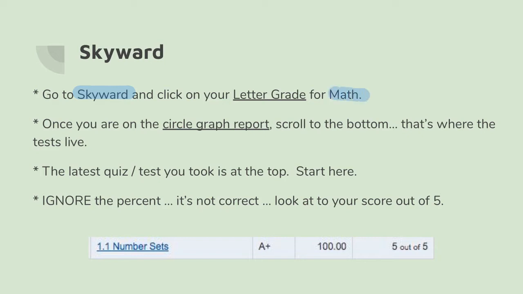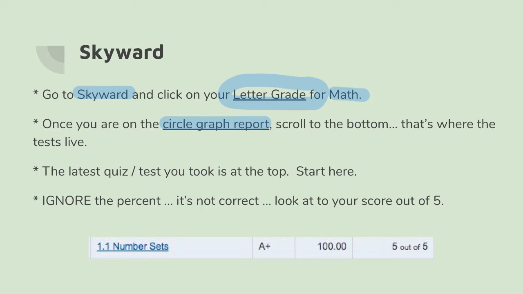You're going to look for math and you are going to click on the letter grade that you see to the right of the subject math. When you click on that letter grade, you're going to see a circle graph report. So you have a circle graph at the top, but I really want you to scroll all the way to the bottom. It's at the bottom where your assessments or your tests are going to live.